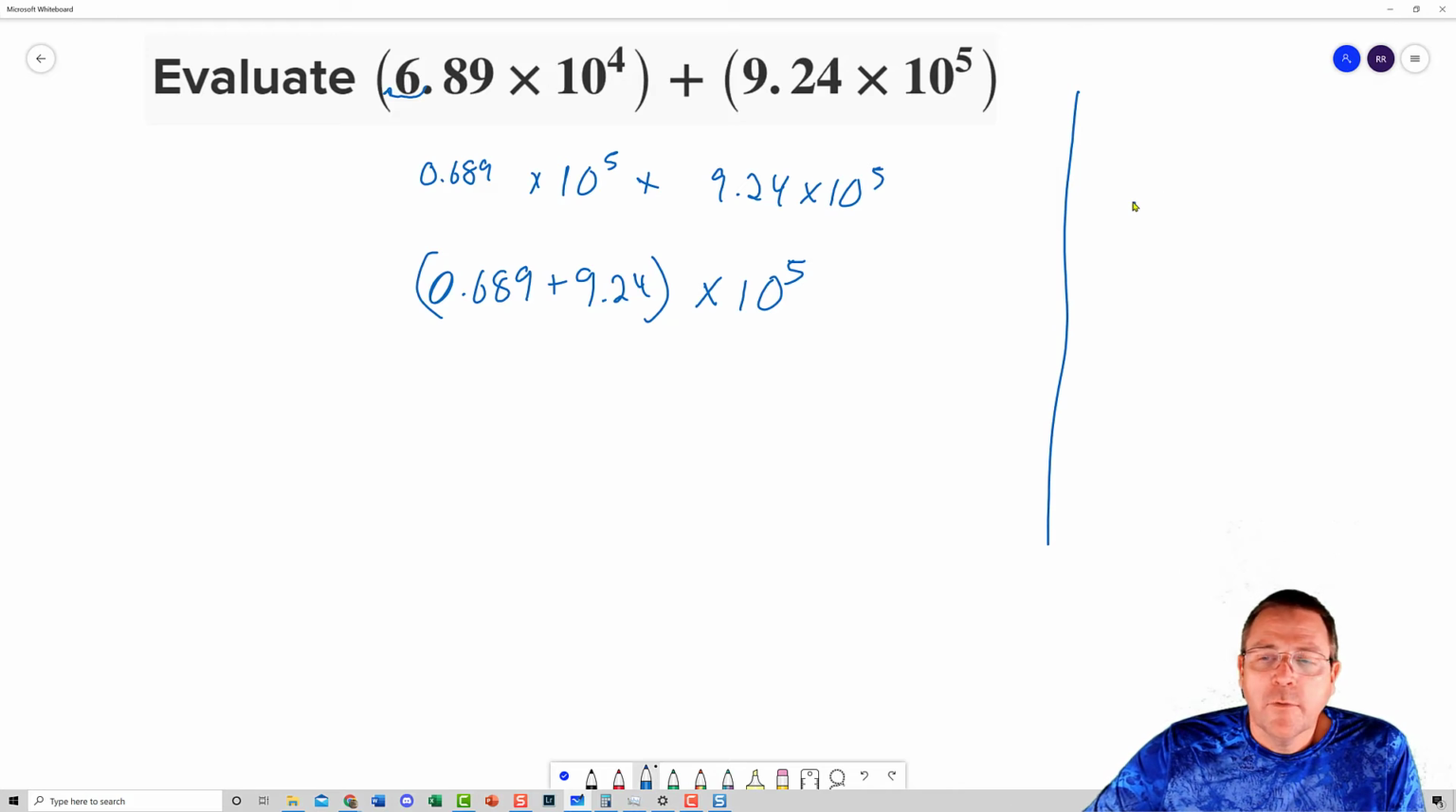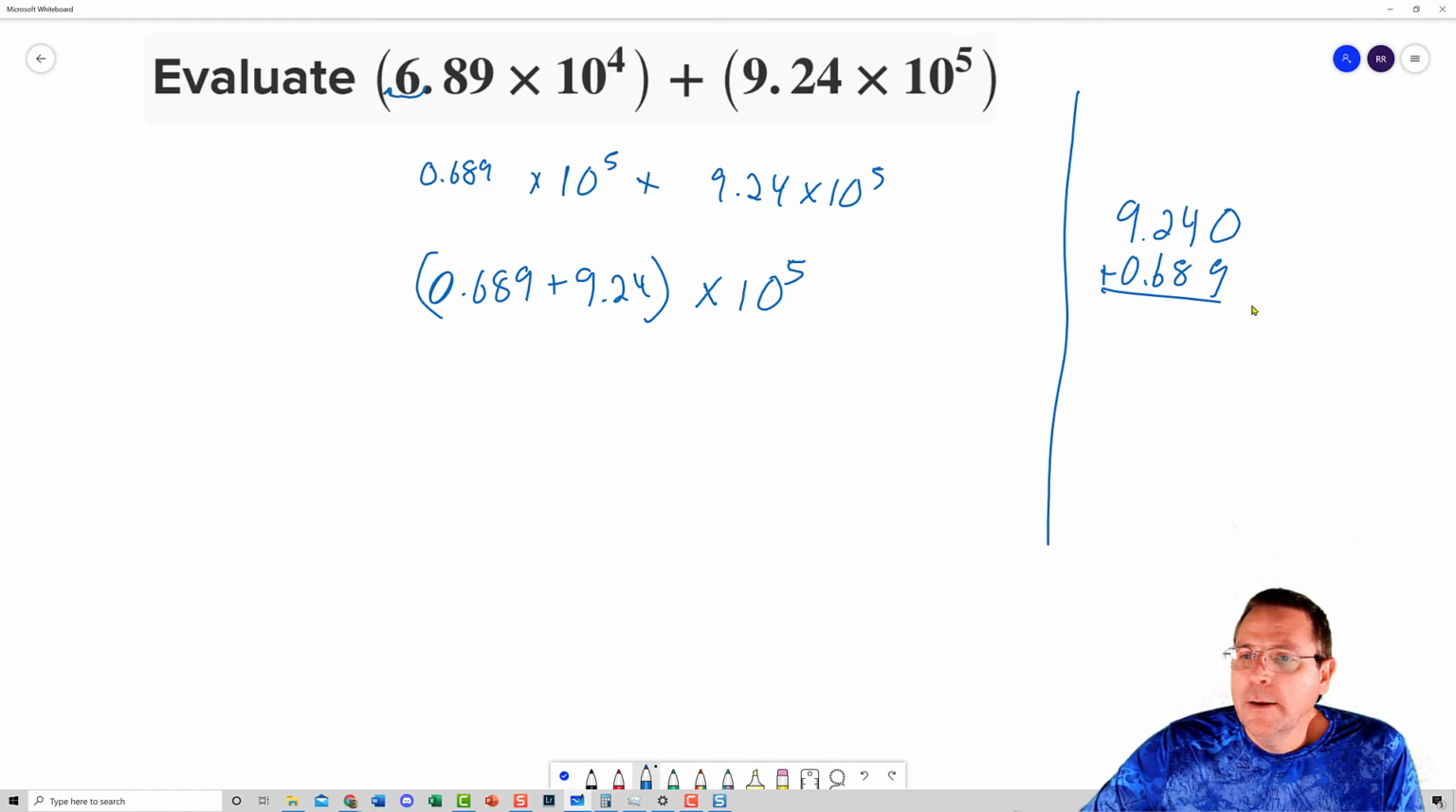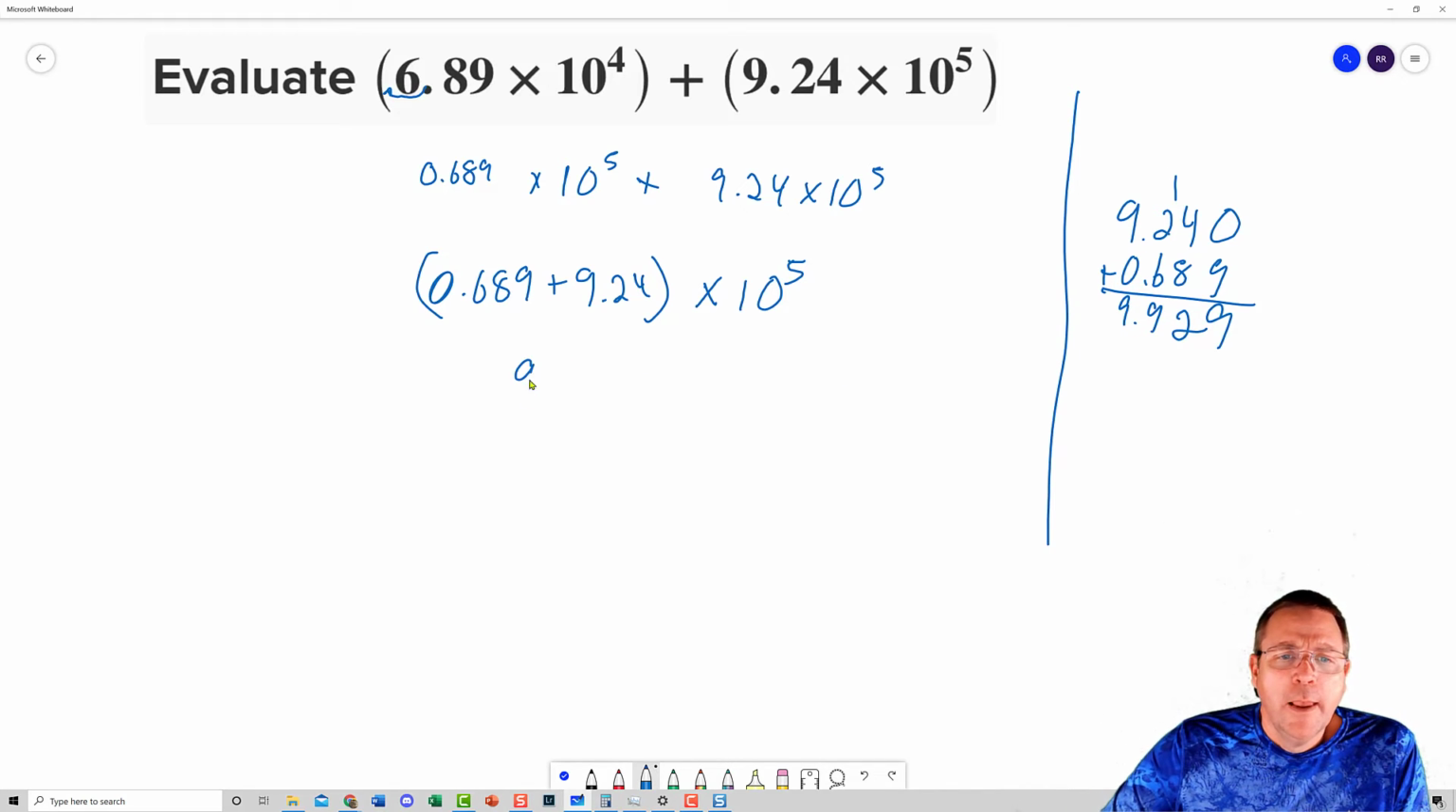Come off to the side for my grunt work. 9.240 plus 0.689. Add those up. 9, 2, carry the 1, 9, 9, decimal comes down, and that's going to give me 9.929 times 10 to the 5th.